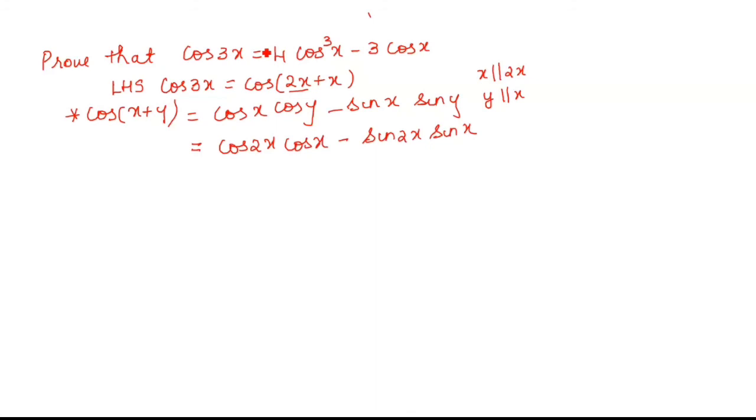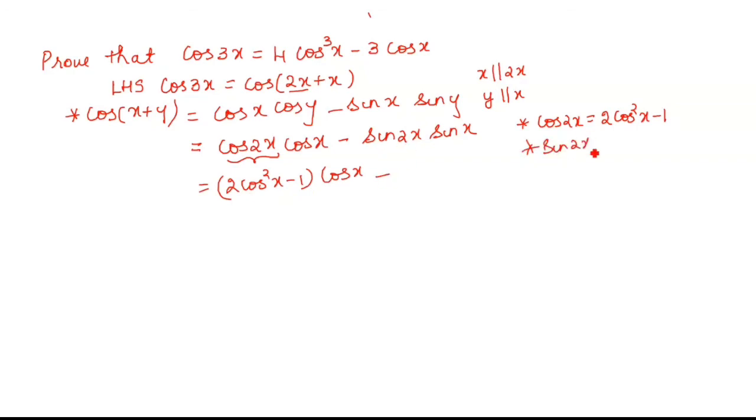Now, since I want all the terms in cos, I know the cos 2x formula. So let me make a note of that formula. Cos 2x, what is the formula in terms of cos now? Sine means 1 minus 2 sine square x. So now this will become 2 cos square x minus 1. So cos 2x will become 2 cos square x minus 1 into cos x as it is, minus, what is the sin 2x formula? The sin 2x formula is 2 sin x cos x as before.